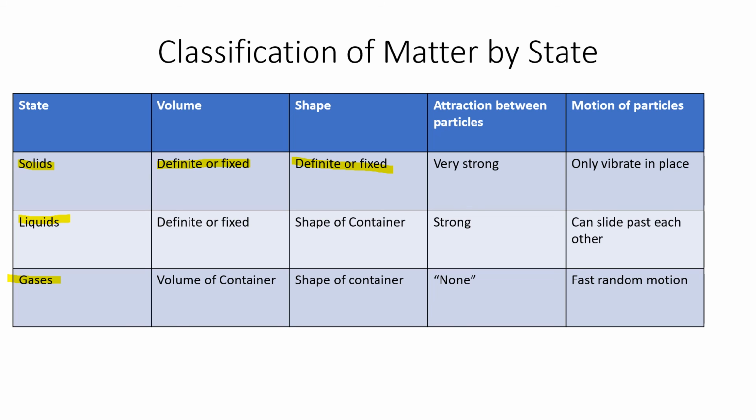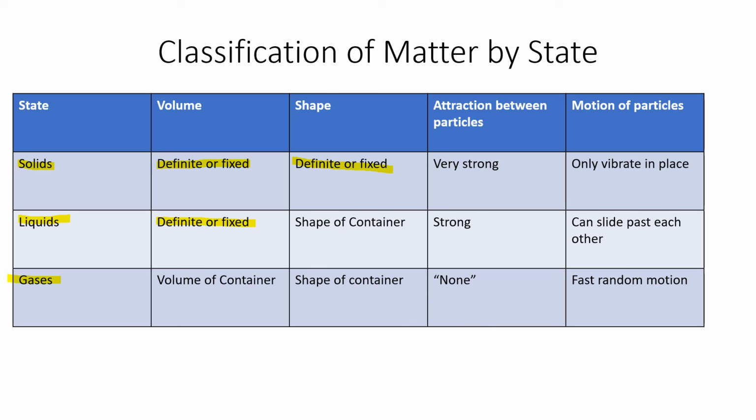When we go to liquids, the first thing we're going to look at is the volume of a liquid. The volume of a liquid is still fixed or definite. If you have a gallon of water, it's a gallon of water. If you have a quart of milk, it's a quart of milk. Doing different manipulations with that is not going to change that volume.